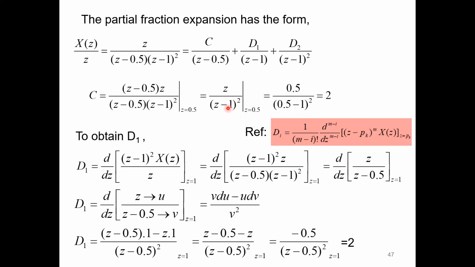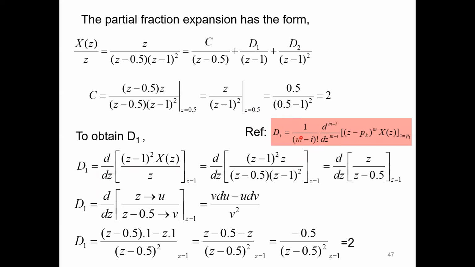If it is a multiplicity 2 case, i goes from 1 to 2, right? Two values, D1 and D2, you can see it over here. So let's calculate D1. So i equals 1, right? Set i equals 1. So this is D1.